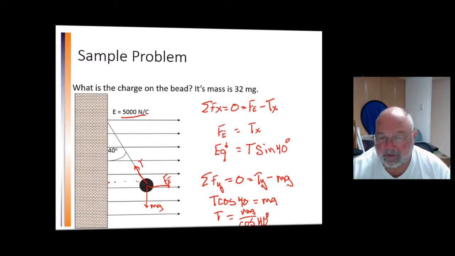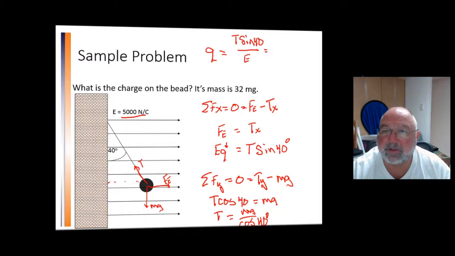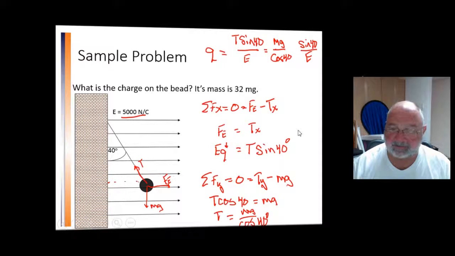Now, it just becomes a matter of substituting and solving for Q. So Q is equal to T sine 40 over the electric field, where T is mg over cosine 40, times sine 40, over the electric field. I think you can take it from there.